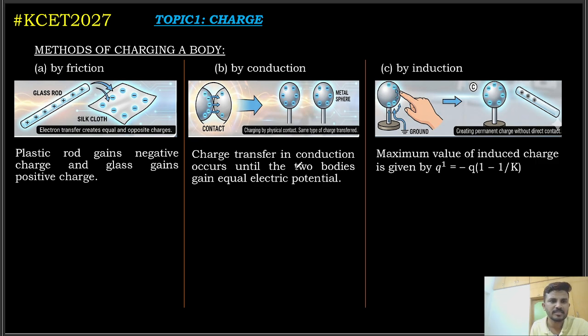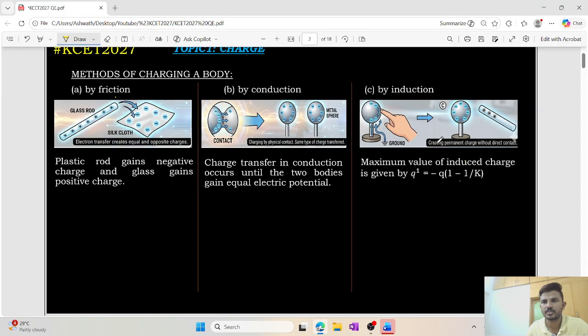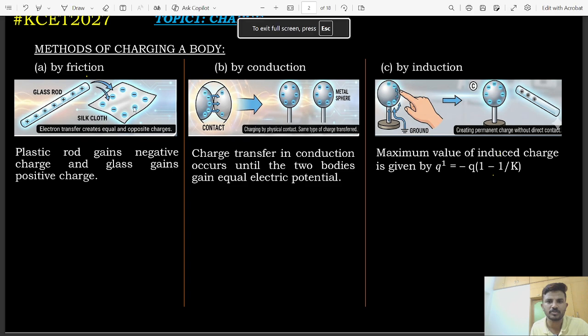Before that, let us learn the 3-mark question that is very, very important for your board as well as competitive exams. That is methods of charging a body. Let us discuss it now.